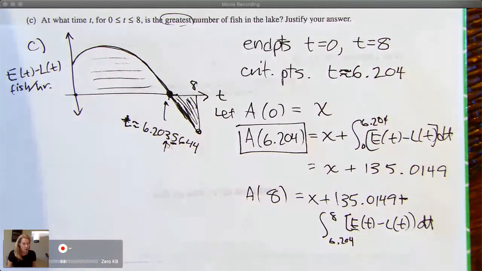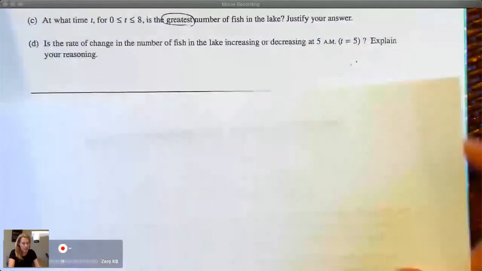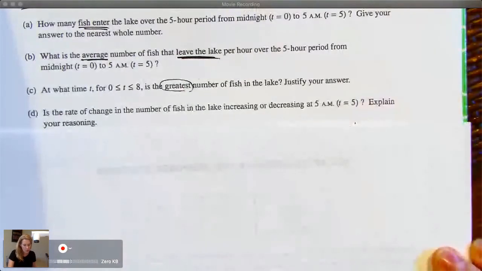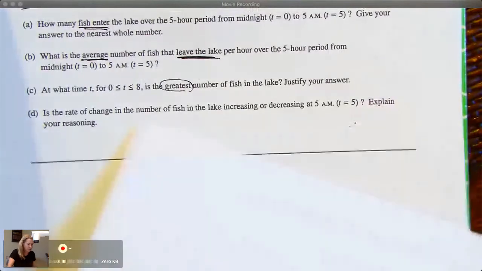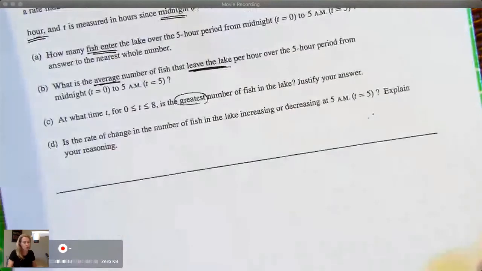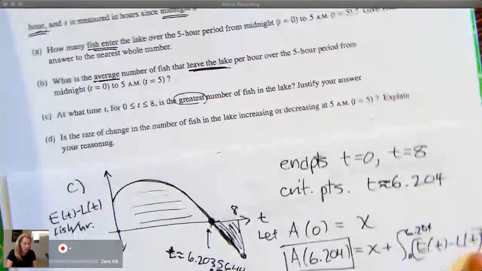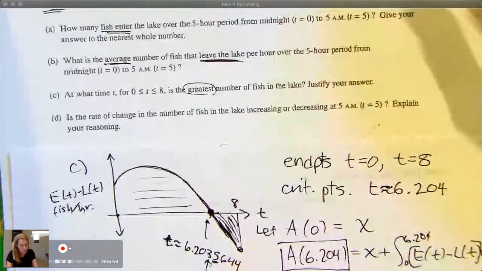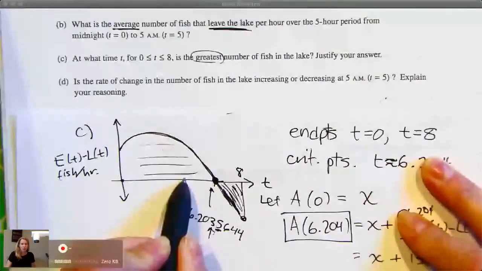Alrighty, so that was part C. Let's take a look at part D. Part D says, is the rate of change in the number of fish in the lake increasing or decreasing at 5 a.m.? And actually, the rate of fish increasing or decreasing. By the way I drew the graph, this isn't going to answer the question specifically for us, but this was 6.203. This is approximately time equals 5.